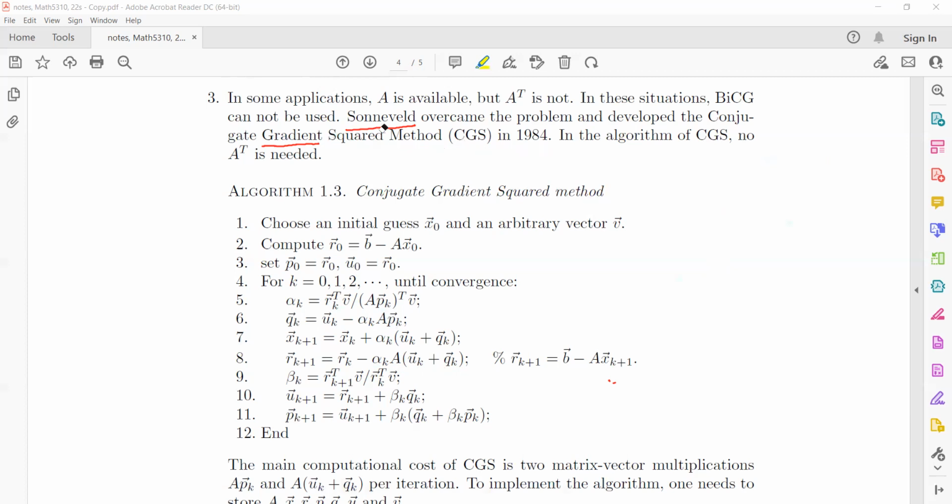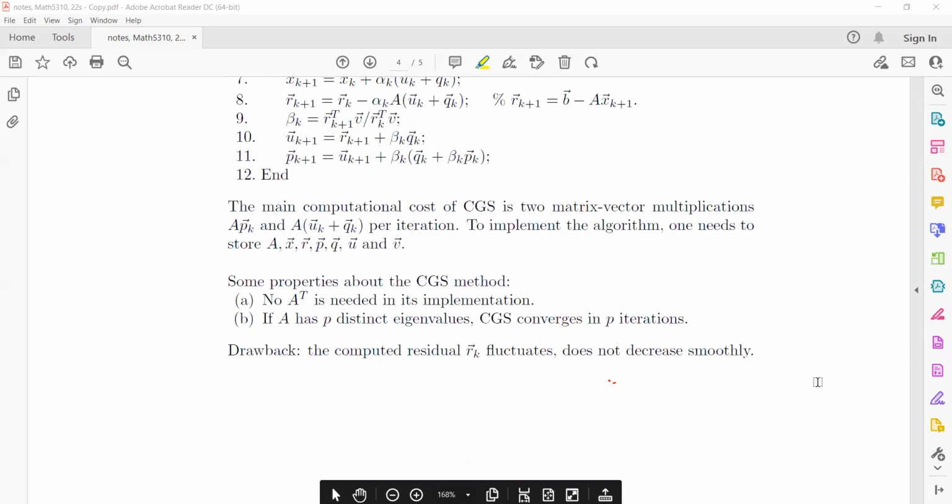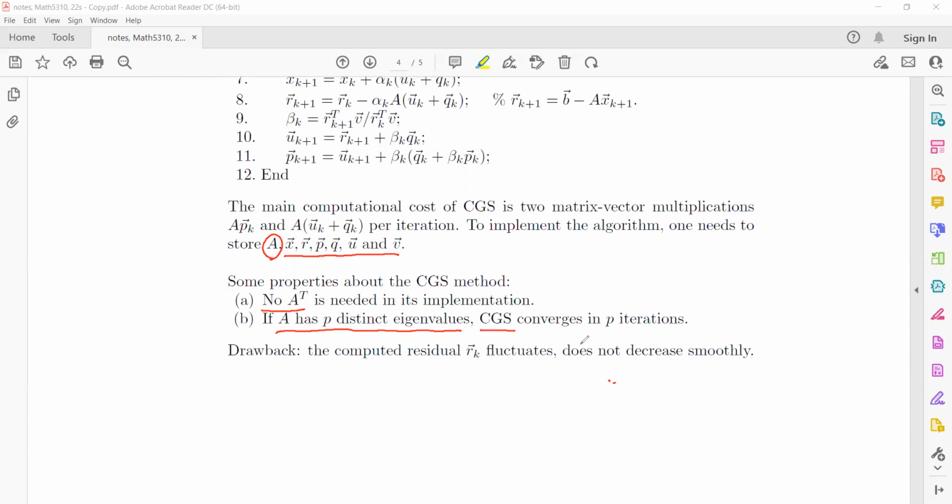The storage requirement of CGS is not big. To run this algorithm, you need to store A, no A transpose, and also these 6 vectors. A nice property is that it doesn't require A transpose. A second property is, of course, when A has P distinct eigenvalues, CGS theoretically converges in P iterations. But CGS is perfect? Not perfect.